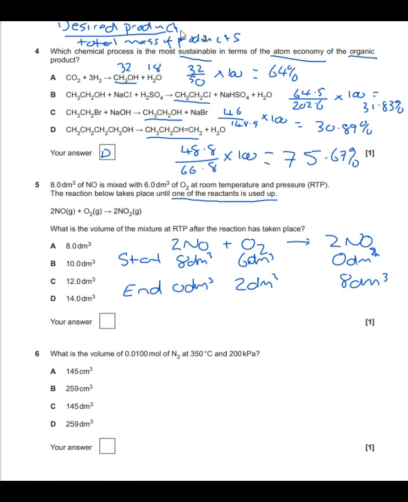And then it's just a case of adding up the total volume at the end. So we've got 0, 2, and 8. So 2 plus 8 equals 10. So B is going to be our answer for this one.